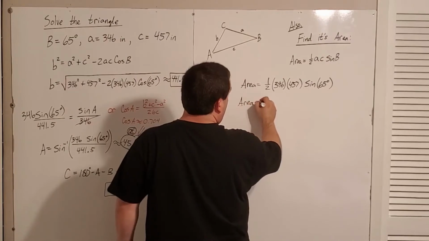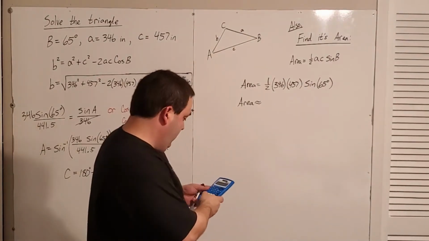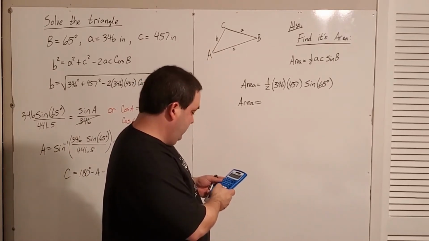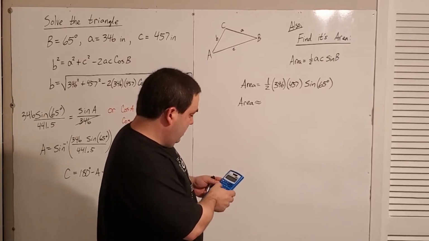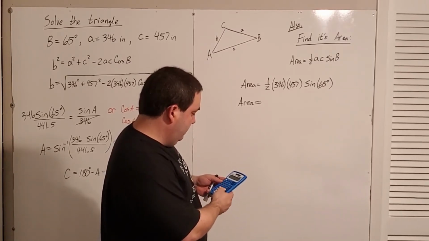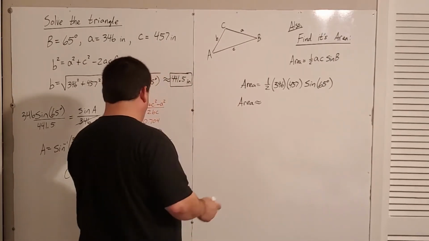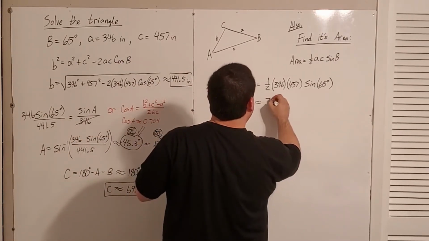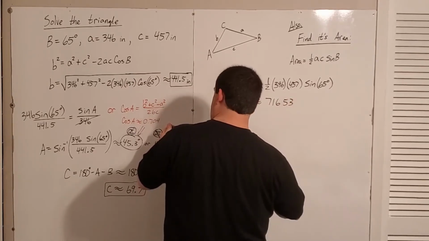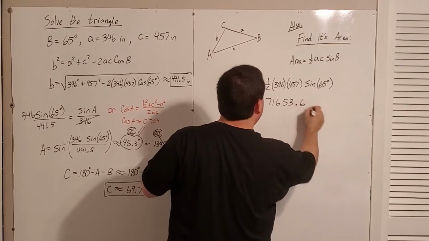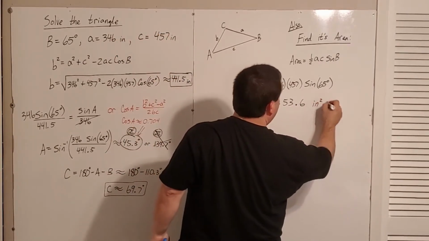Okay, so what is my area going to approximately be here? Let's find out. I got 1/2 times 346 times 457 times the sine of 65 degrees. All right. So I've got 71653.6 basically. And these were measured in inches, so this is going to be square inches.